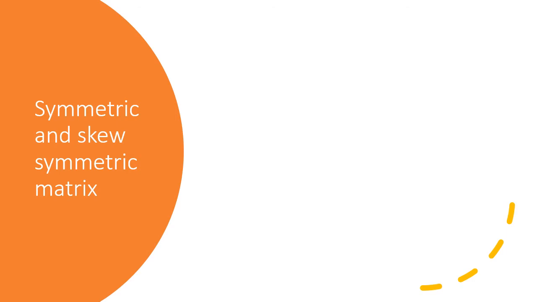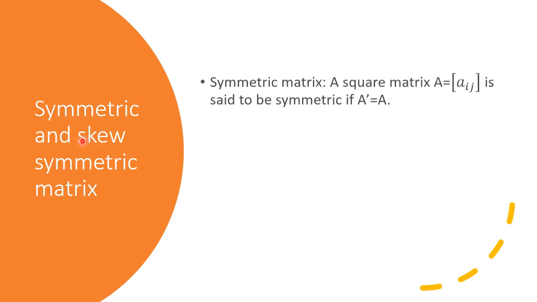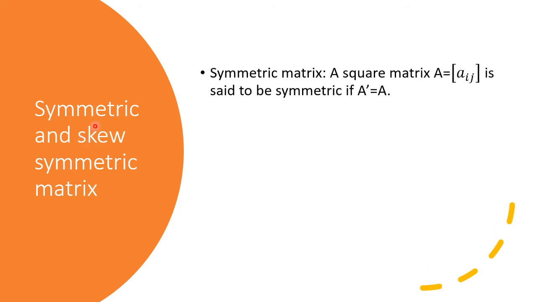Next is symmetric and skew-symmetric matrix. We are going to learn the topic symmetric and skew-symmetric matrix. So first we are going to learn what is a symmetric matrix. Now a symmetric matrix is a square matrix. Remember students, it is a square matrix. So symmetric and skew-symmetric matrices are always square matrices.